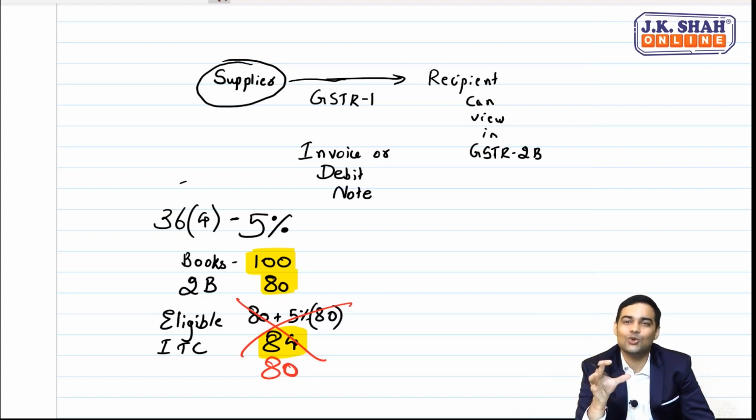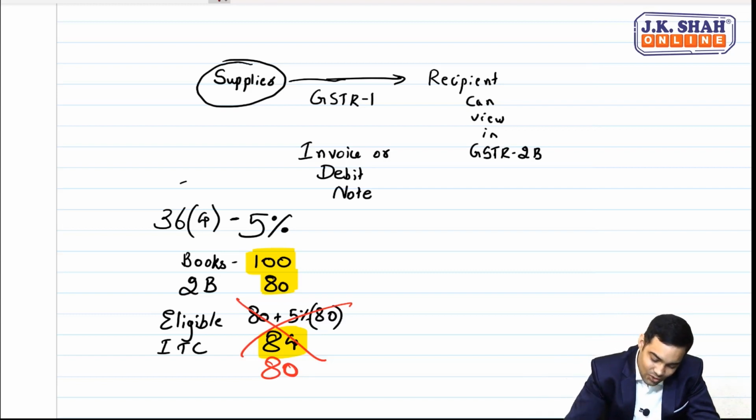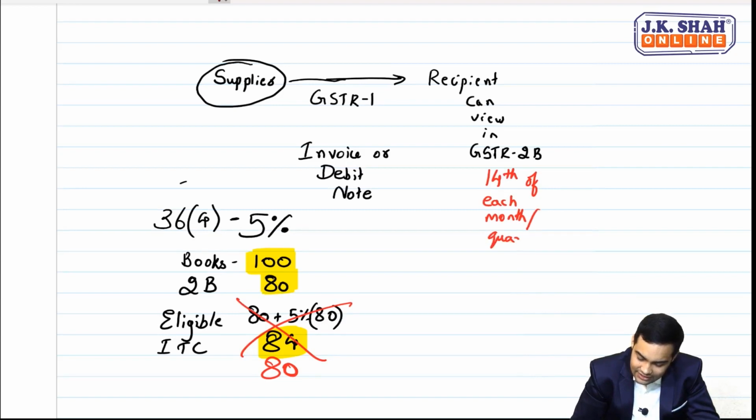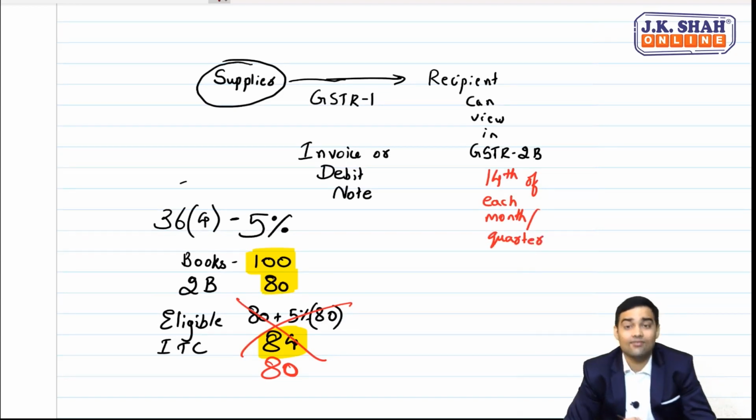Yes. So 2B is system generated on 14th of each month or quarter, and it contains details of all those invoices which were furnished within the due date. Those invoices will get reflected. Whatever is furnished after will come in the next month GSTR-2B. So if your supplier does not furnish GSTR-1 on time, should you buy from him?